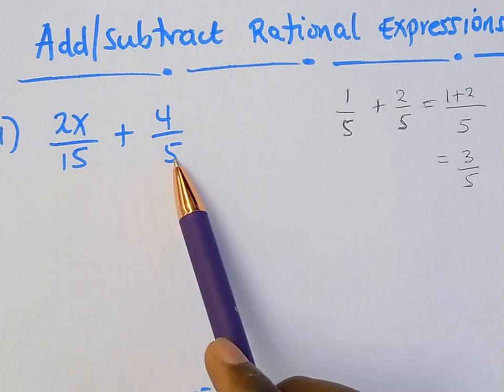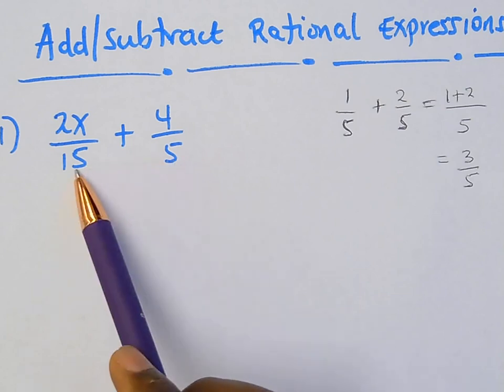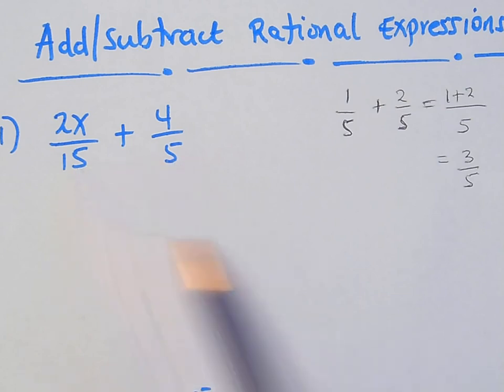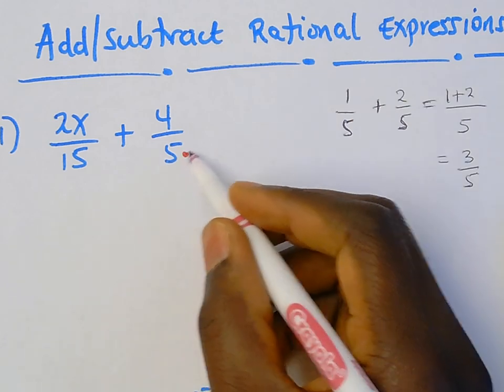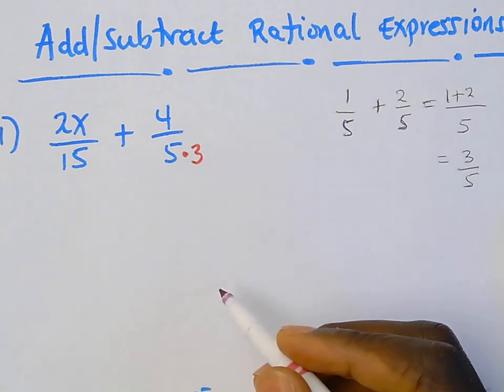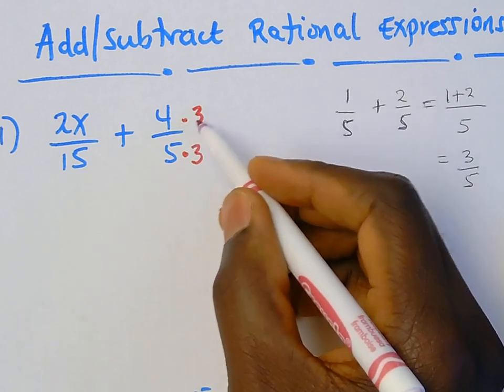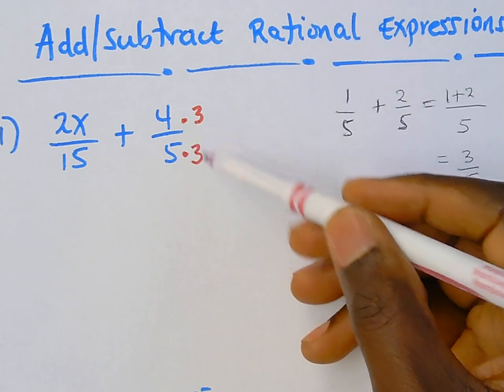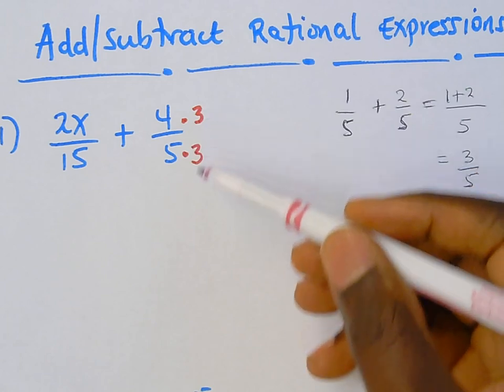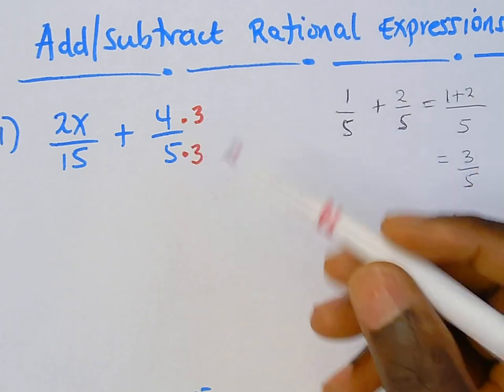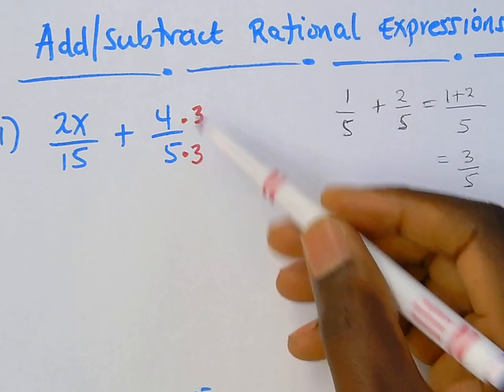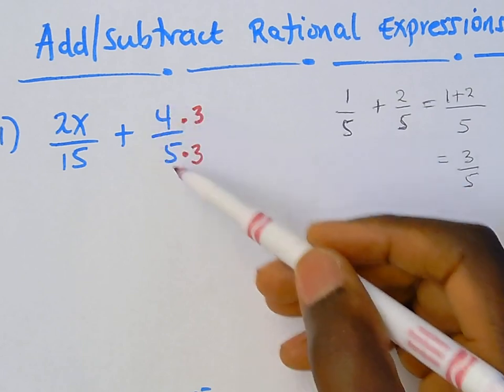I can make 5 look like 15 by multiplying by 3. If I multiply 5 by 3, that becomes 15. And therefore, I also have to multiply the numerator by 3. The reason I have to multiply the numerator by 3 is because I don't want to change the expression. If I divide 3 by 3, that is 1, so that keeps the same fraction.